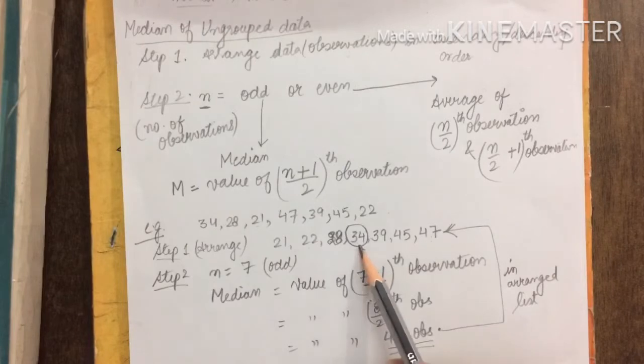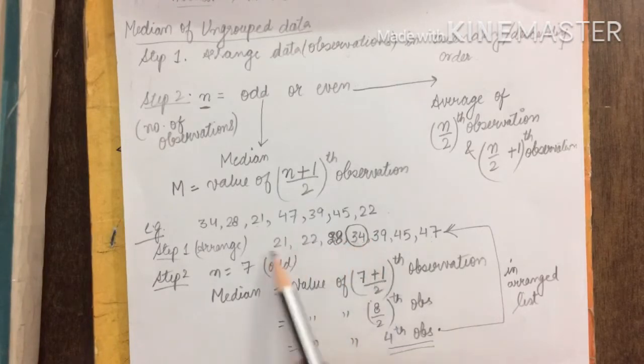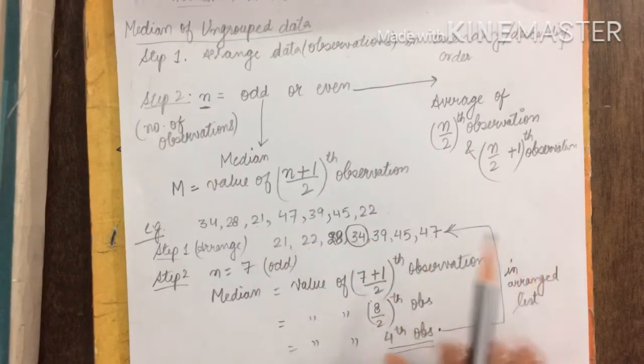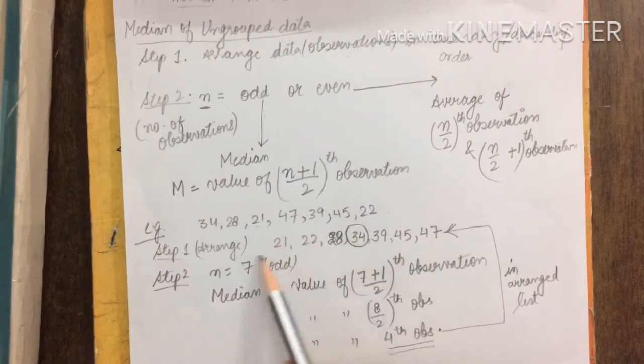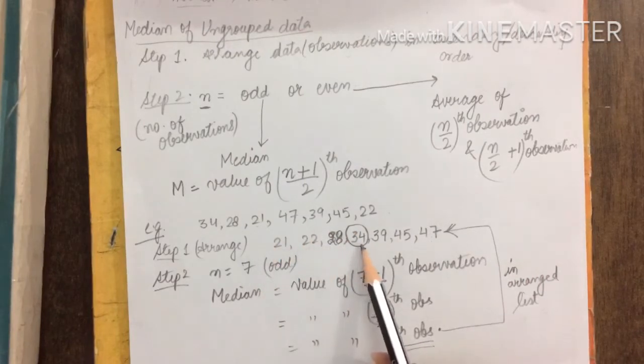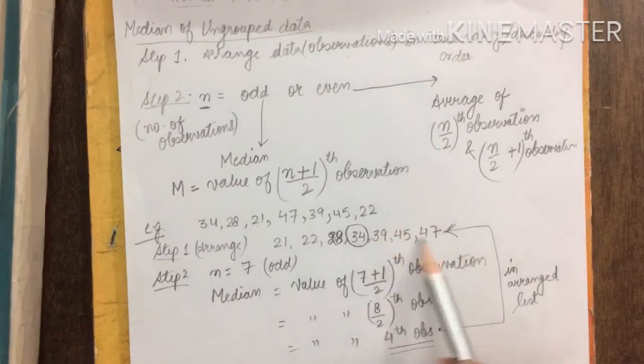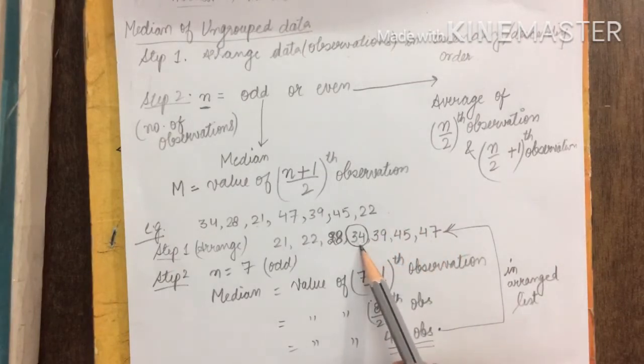Now, what does this value do to the data provided? This value divides the group into 2 parts, out of which the values of the observations in the first half are smaller than the median, and the values of the observations in the second half are greater than the median. This is how we know we have the middlemost observation.